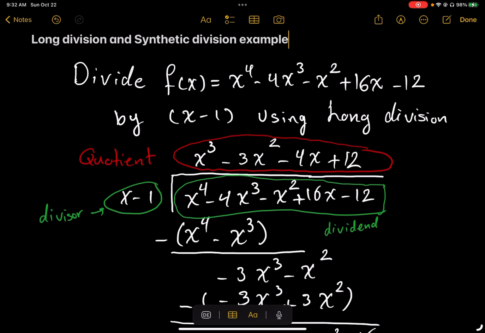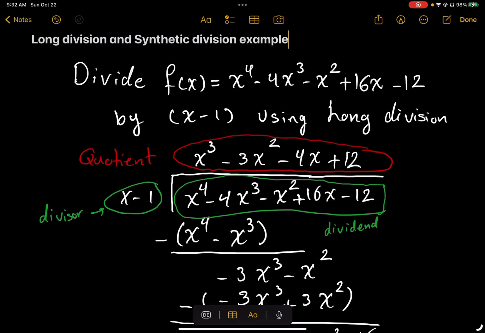So if it has rational roots, we can basically use the rational root test to figure out what those roots are. In this case, we're going to use the same example we used in the previous lesson. So our polynomial is a fourth degree polynomial, x to the fourth minus 4x cubed minus x squared plus 16x minus 12. And we want to divide this by x minus 1 because using the rational root test, we know that this is one of the factors of this polynomial.